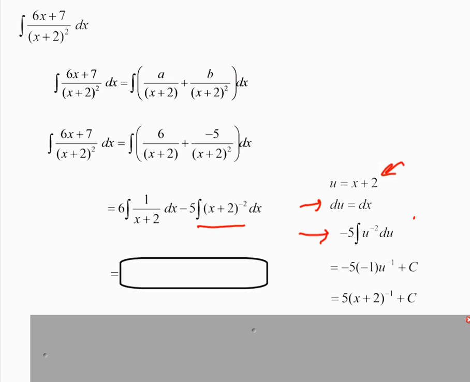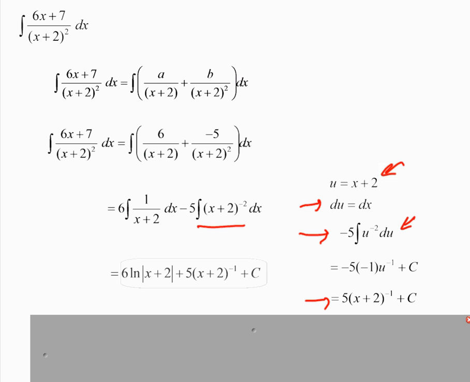What's the integral of u to the negative 2? Well, that's u to the negative 1 divided by negative 1. Or in essence, we're going to end up with that. So when I go to integrate that entire problem, what I get is 6 ln absolute value of x plus 2, plus 5 times (x + 2) to the negative 1, plus C. That part wasn't too hard.